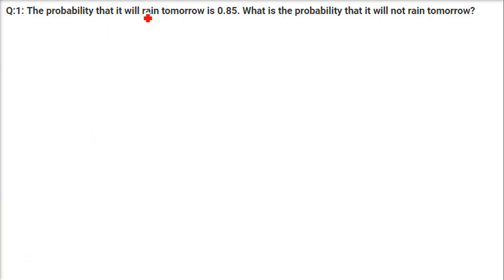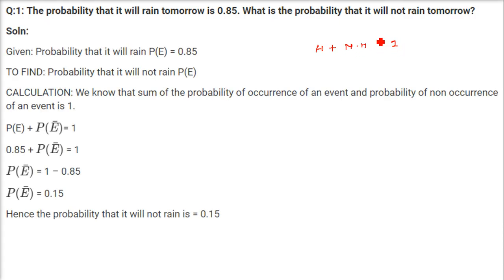The probability that it will rain tomorrow is 0.85. What is the probability that it will not rain? So something happening and something not happening, if you add them, it is going to be 1. So the probability of an event, that is the probability that it will rain, is 0.85, and the probability that it will not rain will be P(E) bar. We just put a bar here.